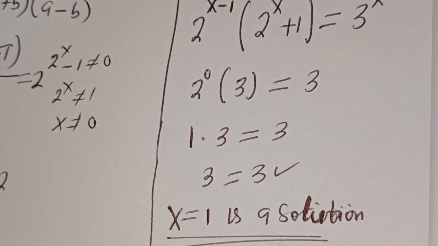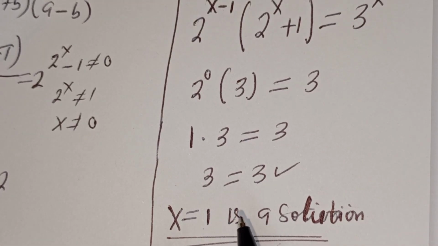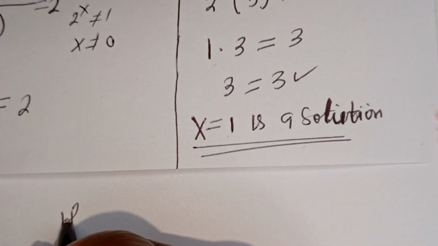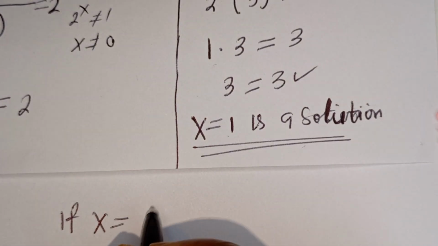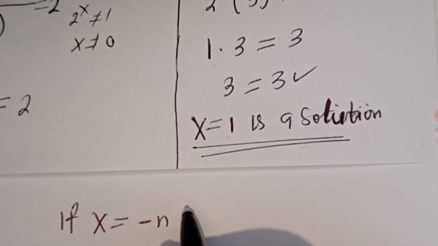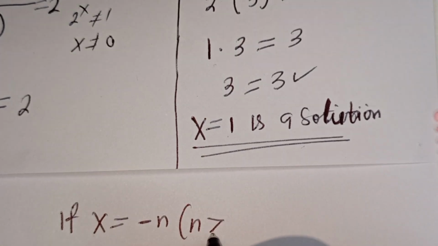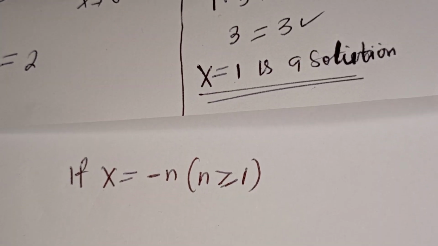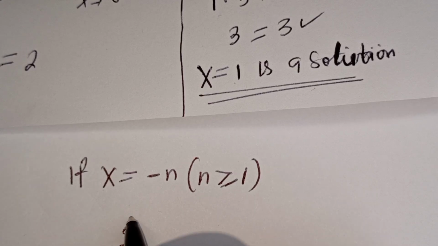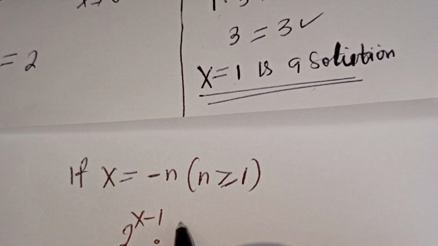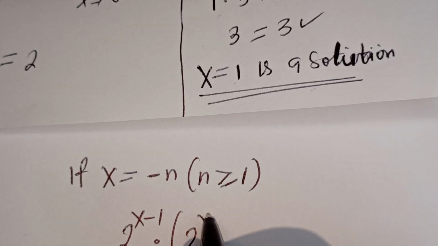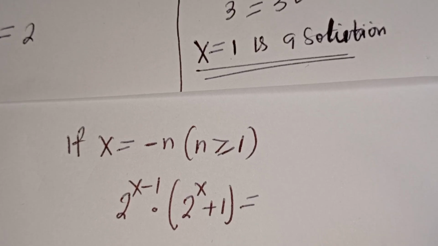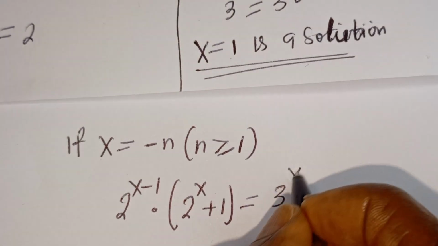Now, let's consider if s is a negative number. Let's see what will happen. Let's check if s is equal to a negative number, that is where n is greater than or equal to 1. Then we have 2 to the power of x minus 1 multiplied by bracket 2 to the power of x plus 1 is equal to 3 to the power of x.